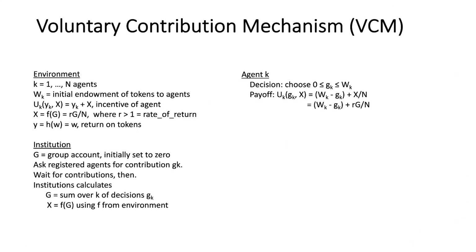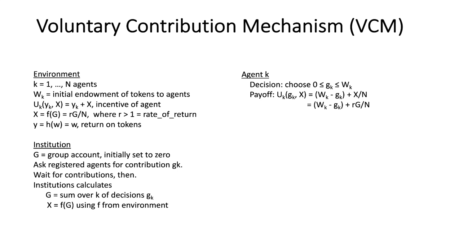So the first thing we'll look at is the voluntary contribution mechanism. I believe you should have already seen this slide. So obviously there'll be an environment, an agent, and an institution. The environment will have a number of agents that it selects. Each agent will have a certain endowment, which will be uniform across the agents. And then they will also be able to provide utility functions to the agents.